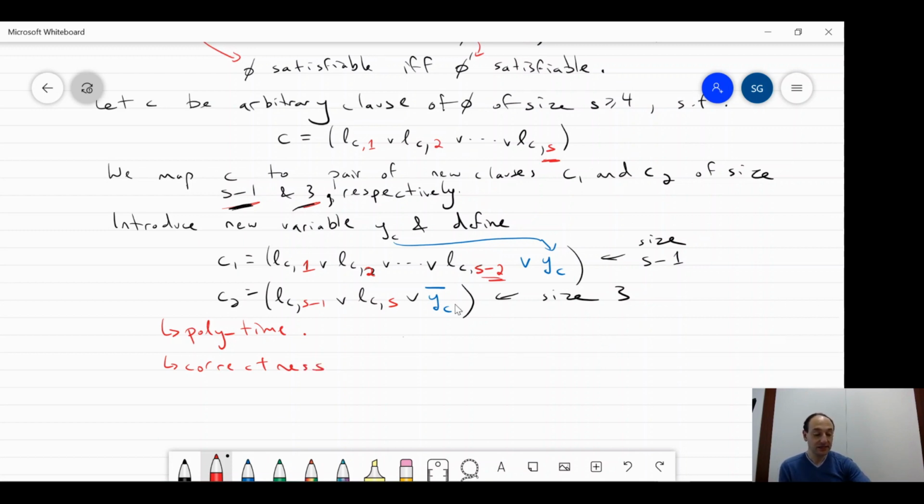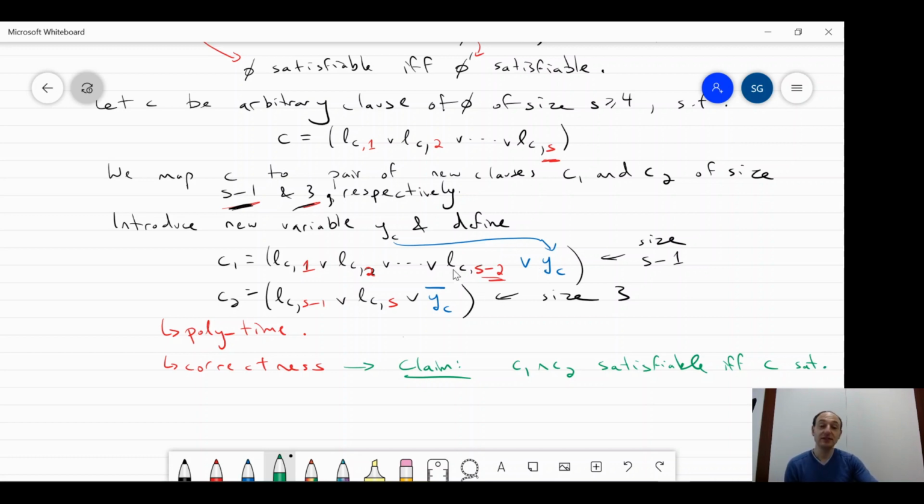And the key idea is, of course, the claim. I mean, to prove correctness, you would prove the following, right? Formally, the claim is the following, that C1 and C2 is satisfiable if and only if C is satisfiable. Right? That's really what you want to show.